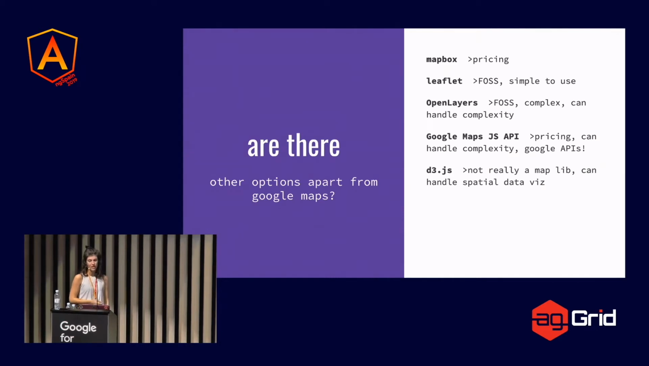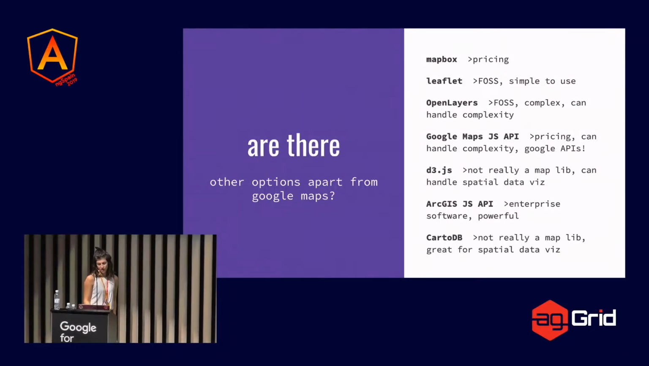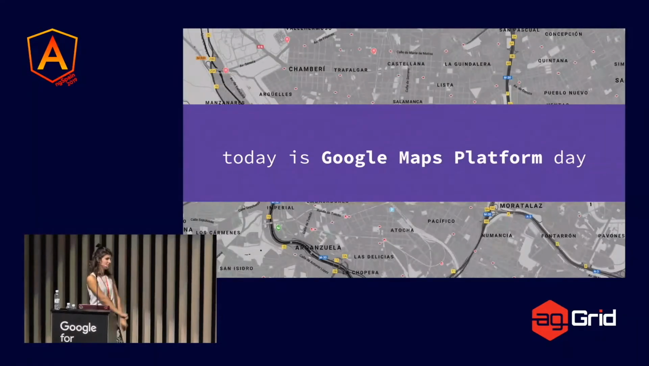Then you have D3, which is for data visualization, and you can use it for maps as well. Then you have the ArcGIS JavaScript API, where if you're doing GIS, you might need it, but it's enterprise software. And then you also have CartoDB, which is also great for spatial data visualization. But today, we're going to talk about the Google Maps platform and all the awesome things you can do.